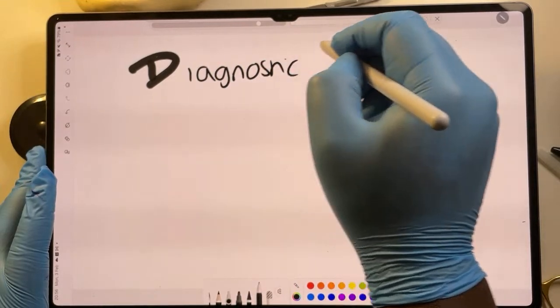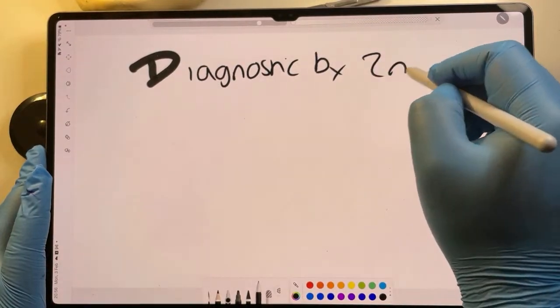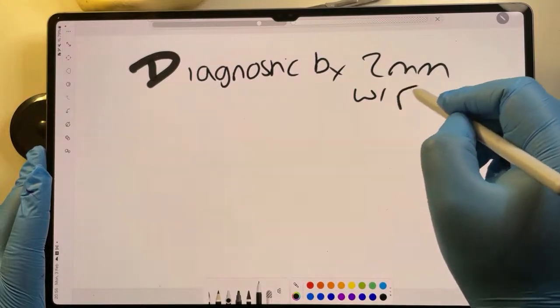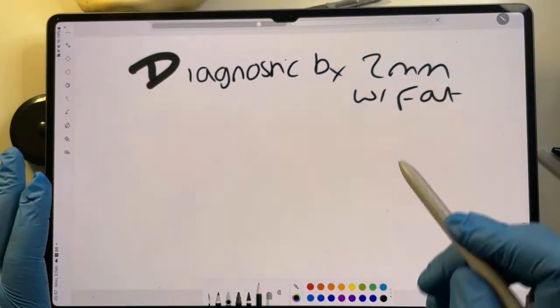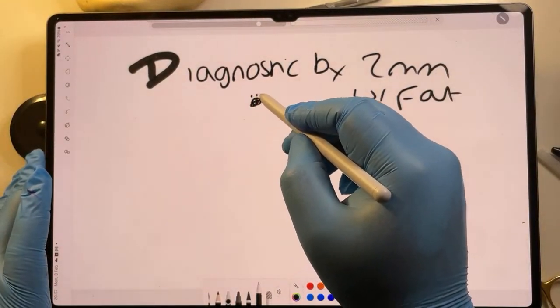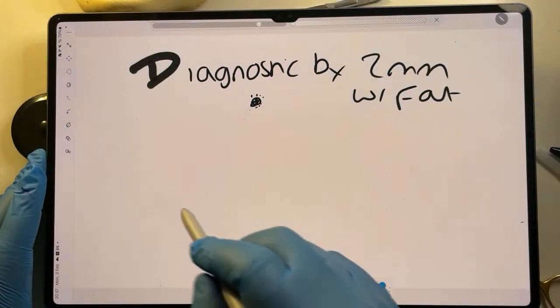Diagnostic biopsy is 2 millimeters with fat. So you mark the lesion and any unstable skin around it, and then add 2 millimeters to that.